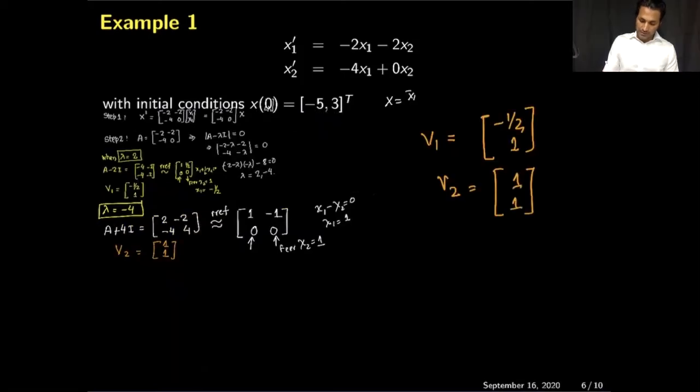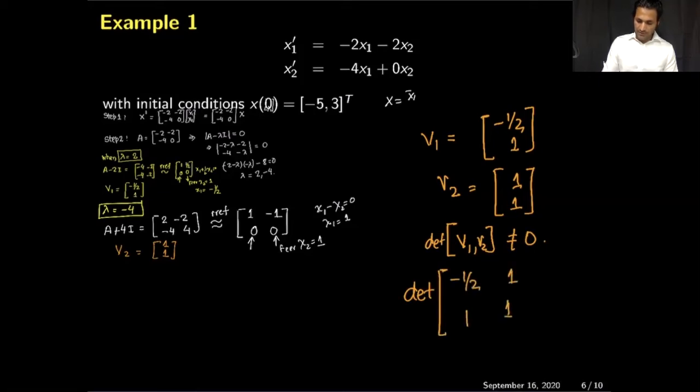In order to check whether they are linearly independent, I will put them into a matrix, v1, v2, and calculate the determinant of that. If the determinant is non-zero, it means v1 and v2 are linearly independent. So let's check whether the determinant of this matrix, [1/2, 1; 1, 1], is non-zero. What is the determinant? This is -1/2 minus 1. So clearly this is -3/2, which is not equal to 0. So my vectors v1 and v2 are linearly independent.